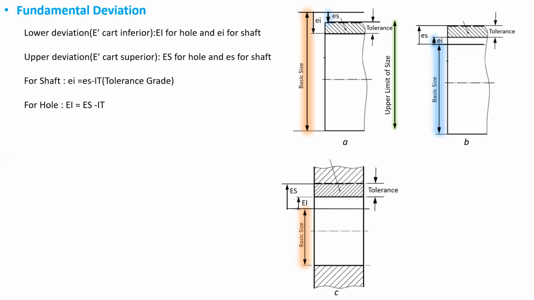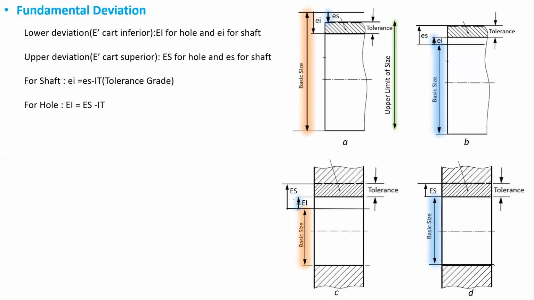So the actual shaft might be bigger than the basic size or smaller than the basic size depending on our design requirements. Similarly, for figure C, the hole's lower deviation is the fundamental deviation, as shown by the capital EI. And if we look at figure D, the lower deviation in this case is 0. So the fundamental deviation in this case is 0. So based on our design requirement, the fundamental deviation can be positive, negative, or 0. But the tolerance grade, the difference between the upper deviation and the lower deviation, will always be positive.